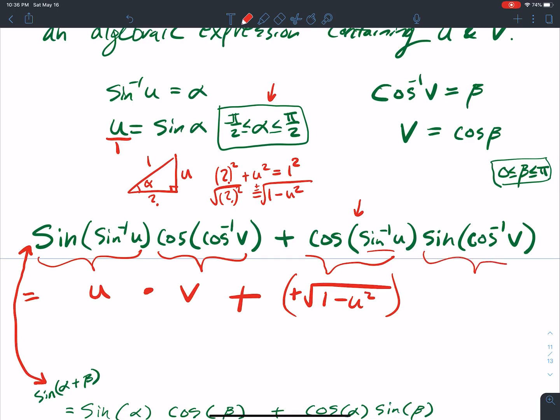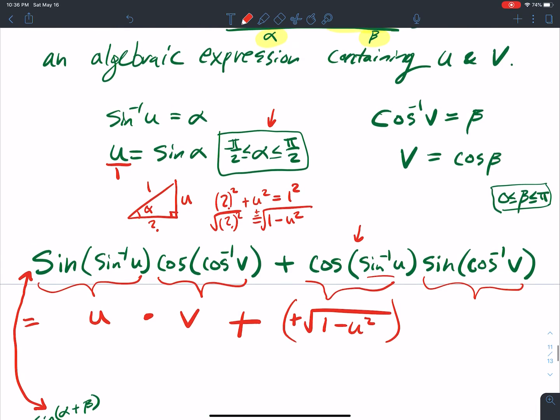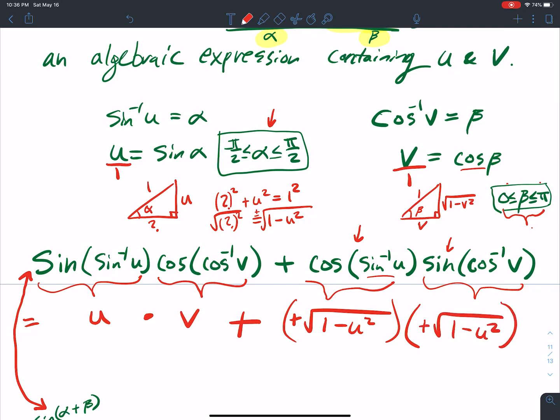And then for this right here, the sine of cosine inverse of v, how do I draw this triangle? Well, that triangle, cosine of beta is adjacent over hypotenuse, that's v over 1. So that means using the Pythagorean Theorem, I can get square root of 1 minus v squared here. And I know this is positive because sine is positive in the first and second quadrants. So I know that's the positive branch for that part right there. Oh, that's not a u, that's a v.